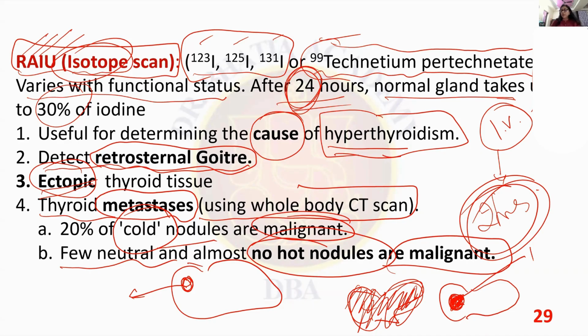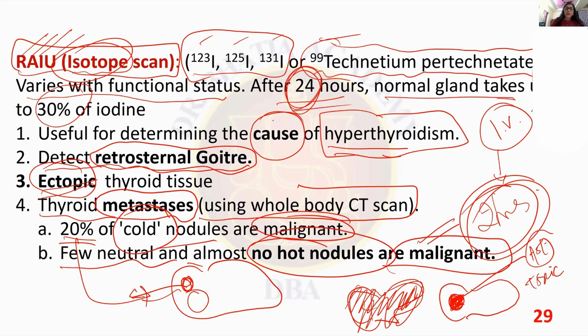It is functioning. Hot matlab bahut kaam kar rahi hai. It's overactive. So a hot nodule is a toxic nodule. This toxic nodule is never malignant. It cannot be cancer. Whereas a cold nodule, in 20% of the cases, is malignant. And at times, the gland has a neutral position, no hot, no cold. It's a normal gland, but it can be malignant.